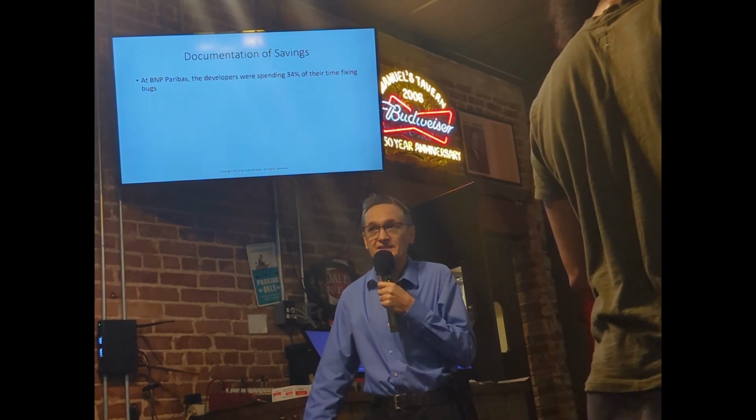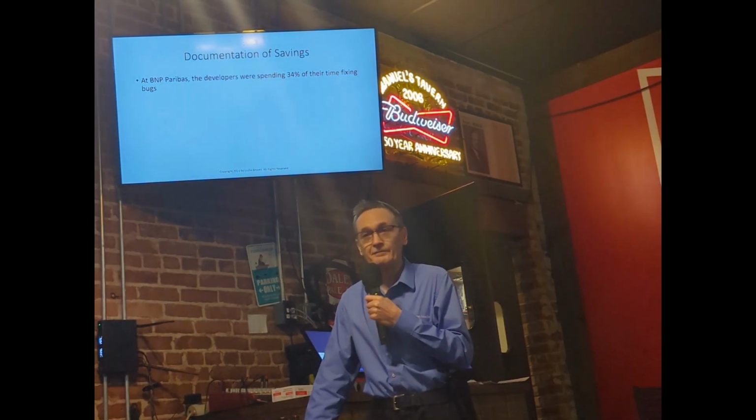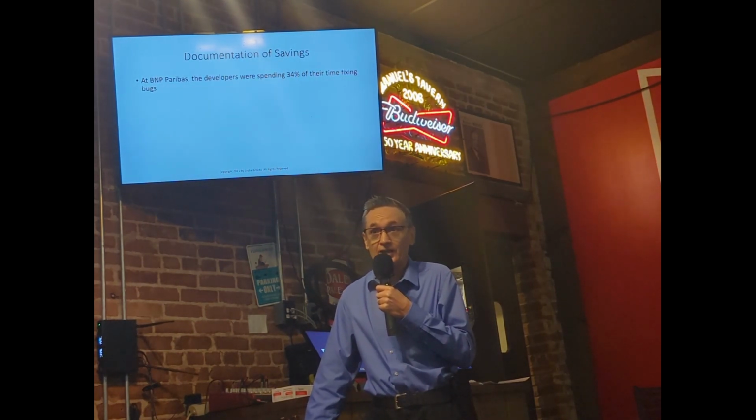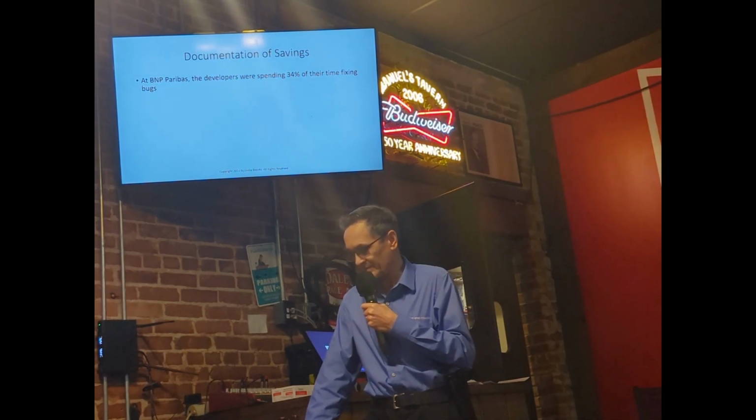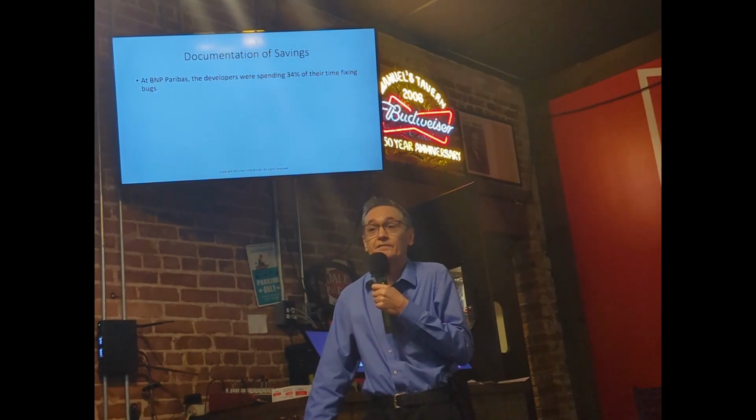So BNP Paribas, a very large French multinational bank, they had very good metrics. They were agile, been agile for years. Their developers were spending 34% of their time fixing bugs, and I think that is a very typical number for any development team.